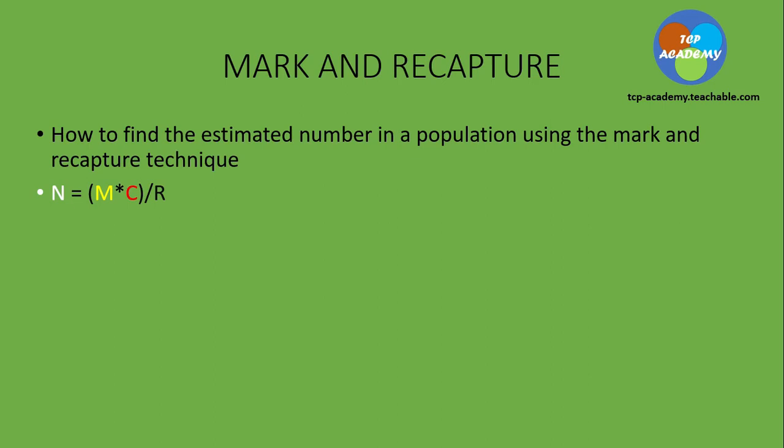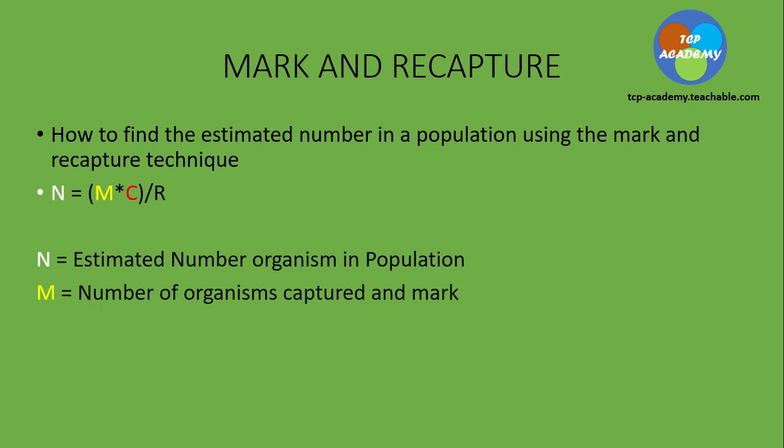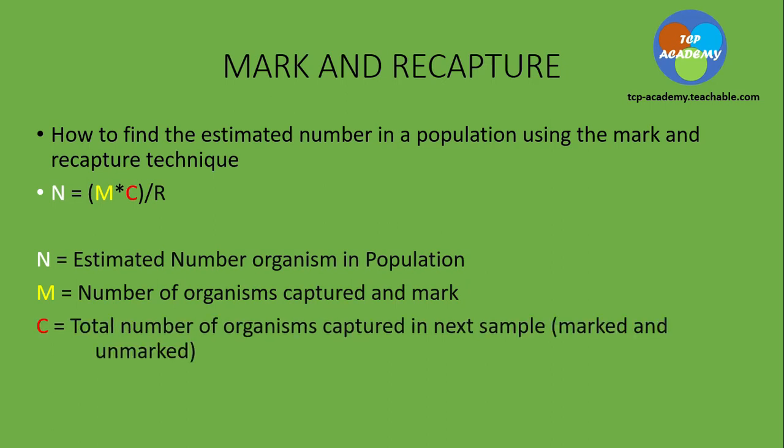Now we're going to be using this formula: N equals M multiplied by C divided by R. That is supposed to return an answer. N stands for the estimated number of organisms in a population, while M represents the number of organisms captured and marked, or one would say the number of organisms captured and marked on day 1.